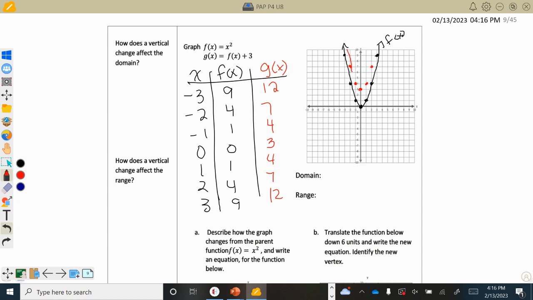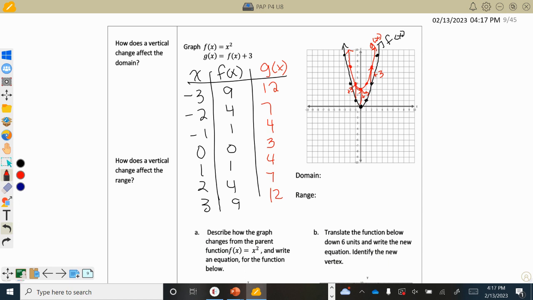And there's our new parabola. There's our g of x. Now, each of these points shifted up 3 from the parent function. So whichever points you want to look at from the parent function, when we just shove them up 3 units, we get this new g of x function.